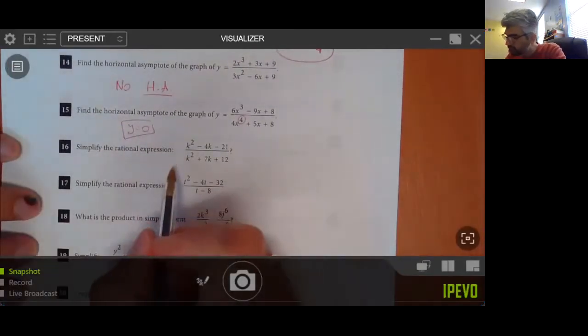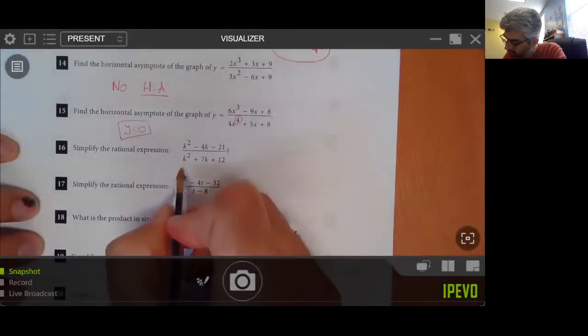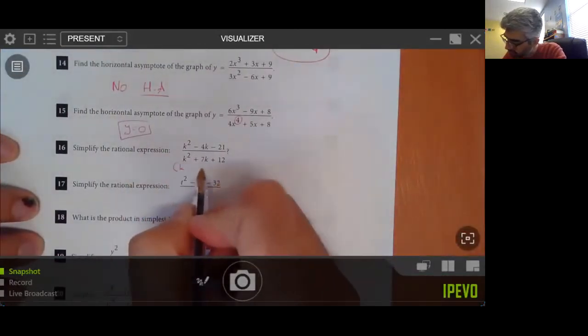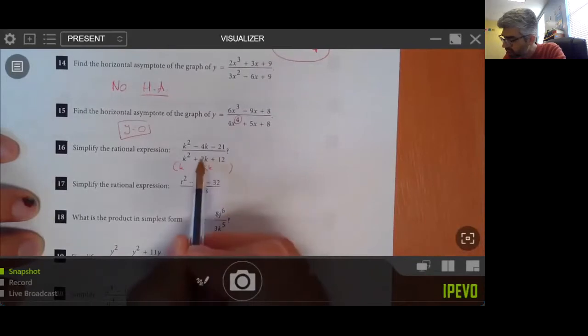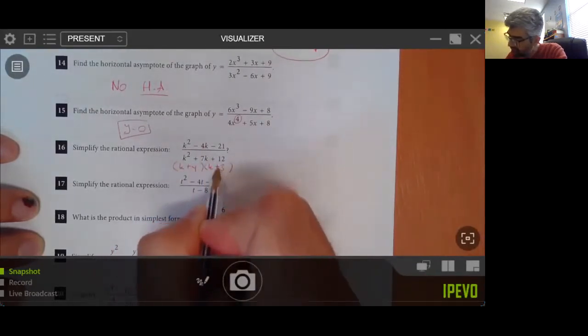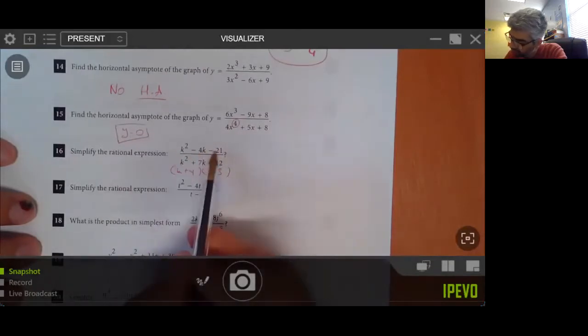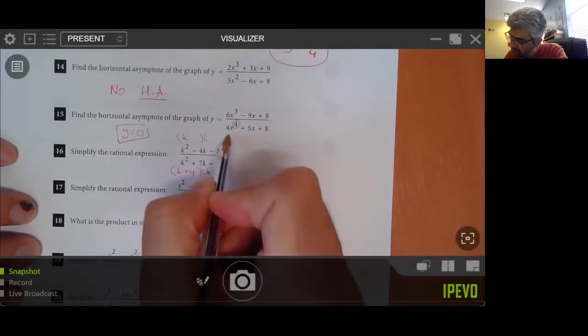Simplify the rational expressions. All right, let's find the factors. So we have k, k. I'm looking for two numbers. The product gives 12 and the sum gives 7: 4 and 3.